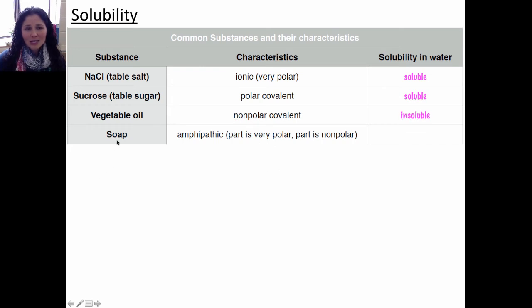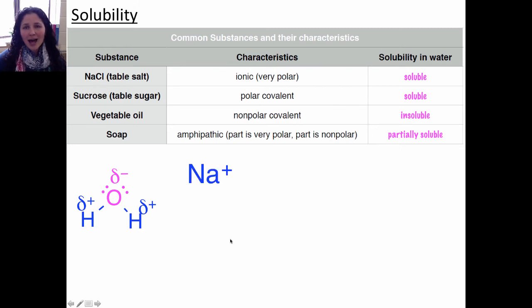And soap is both. It's said to be amphipathic. So that means that part of it is very polar and part of it is nonpolar. Soap is interesting. It's actually partially soluble, which means that part of it is soluble, but part of it is not soluble in water. I'm going to show you a picture of a soap molecule in a minute. But first, let's talk about the interaction between water and sodium chloride.